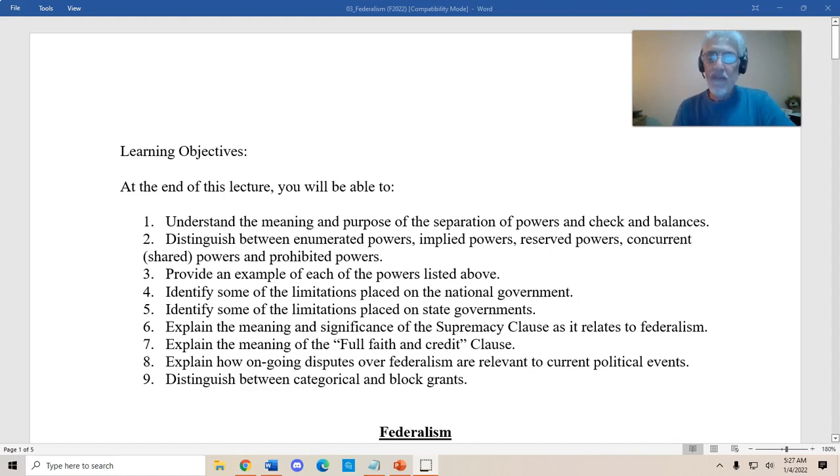You'll be able to identify some of the limitations that the Constitution places on national government, but also some of the limitations that it places on state governments. And you'll be able to explain the meaning and the significance of the supremacy clause as it relates to federalism.